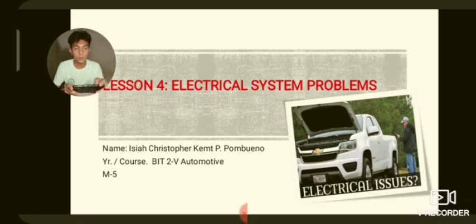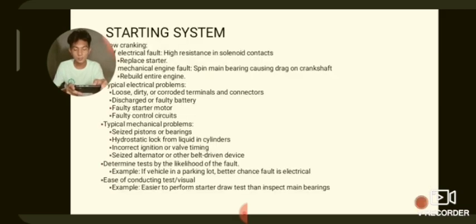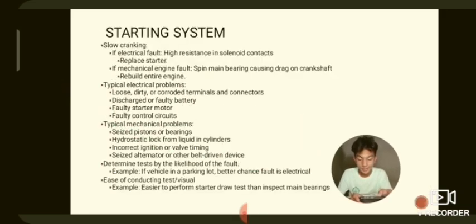So, our picture like that is electrical issues. Starting system: slow cranking identifies high resistance in solenoid contacts. If it is a mechanical engine fault, a spun main bearing causes drag on the crankshaft, then the entire engine must be rebuilt.